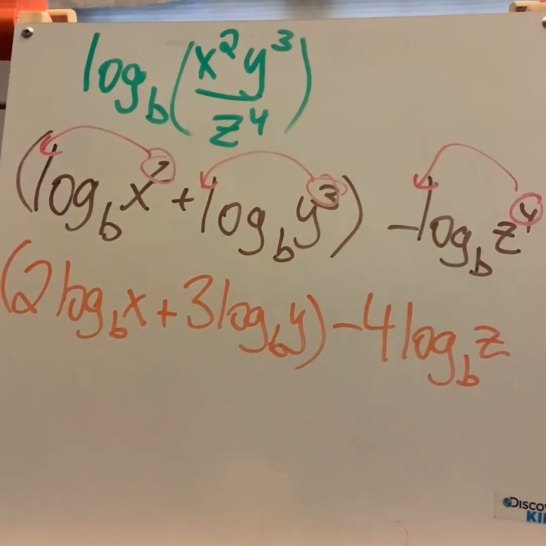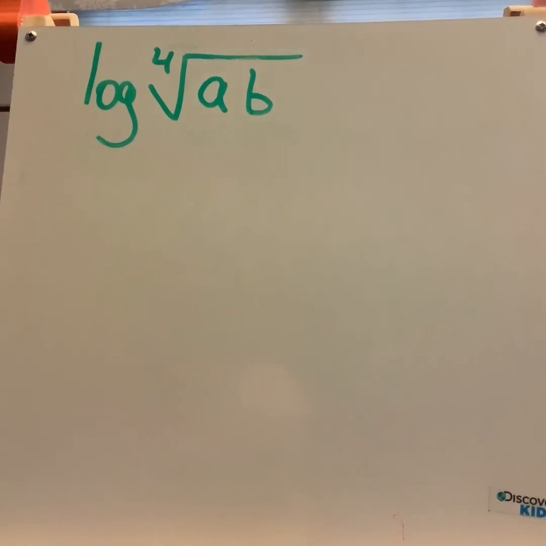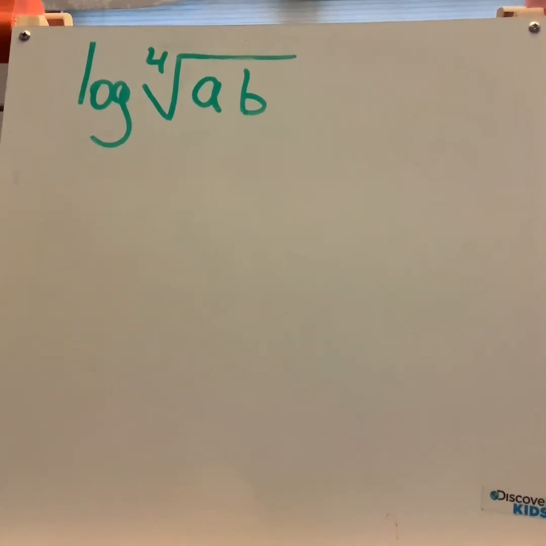Very good. All right, last example we'll go through today is what if I had the log of the fourth root of a times b. Now you're going to see on all of the problems on your homework assignment that there are no bases written. We're going to get into what that means a little bit later on, but for now, just know that it means that there's a base of 10 that's understood to be there.